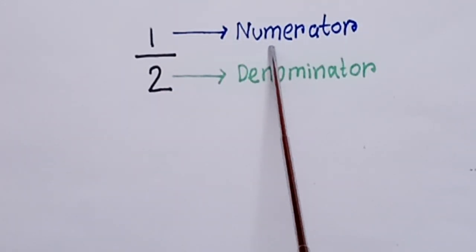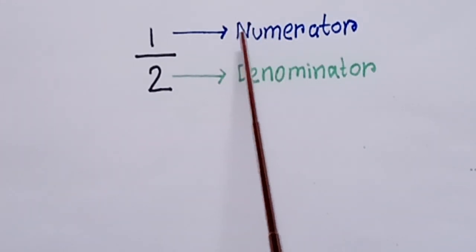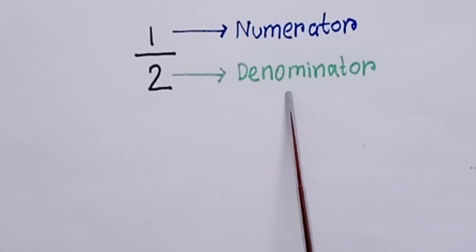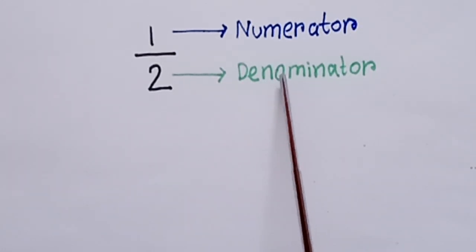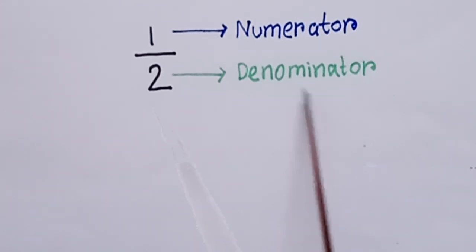Numerator represents how many equal parts are taken from the whole, and denominator shows the total divisible number of equal parts.